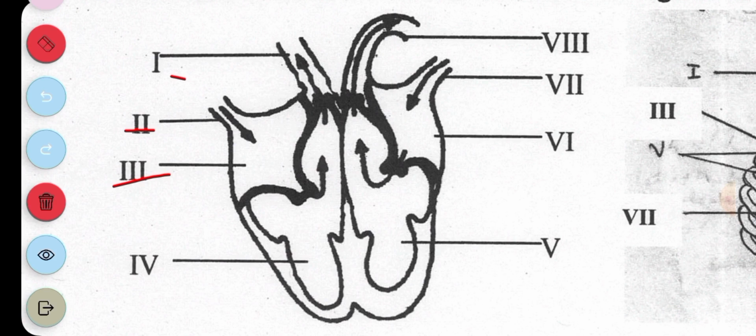Then IV is the right ventricle. Take note, the upper part of the heart is the atrium or auricle, and the lower part is the ventricle. Then V is the left ventricle, which pumps the blood to all parts of the body because of how muscular it is. Then VI is the left atrium, and then VII is the pulmonary vein. VIII is the aorta, which is the last channel through which blood passes to get to all parts of the body. So that's it for the human mammalian heart.